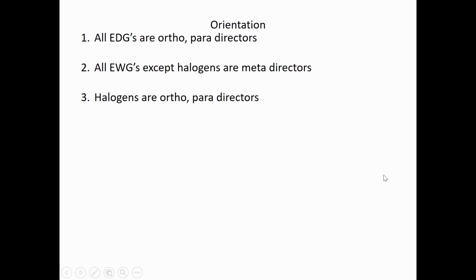Okay. Now, we've looked at how these substituents affect their relative reactivity. There's another consideration when you have a benzene ring, and this concerns where the new group goes when you perform an electrophilic aromatic substitution on a benzene ring that already has a group on it. Okay? We can really classify our substituents into 3 general classes here. All electron donating groups are ortho-para-directors. All electron withdrawing groups except halogens are meta-directors, and halogens are ortho-para-directors.